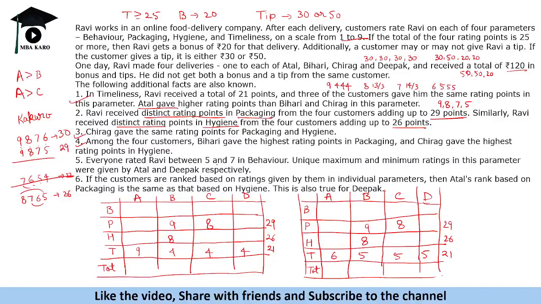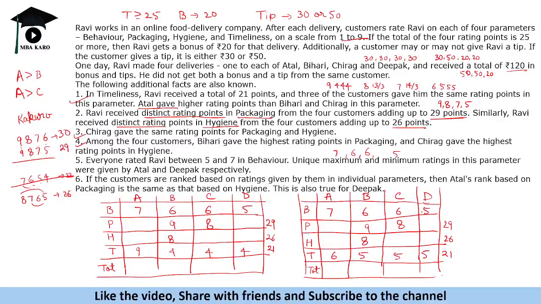Everyone rated Ravi between 5 and 7 in behavior. Unique maximum and minimum ratings in this parameter were given by Atal and Deepak respectively. Now, unique maximum out of 5 and 7 is 7, so only one person can give 7 points. Similarly, unique minimum means only one person will give 5. So basically, the rating points are 7, 6, 6, 5, and Atal gave 7 points and Deepak gave 5 points. So this is the structure.